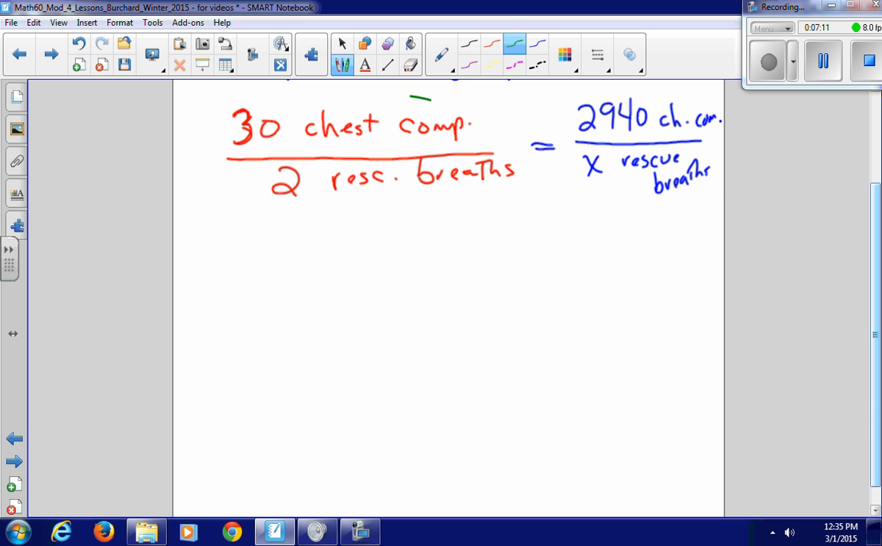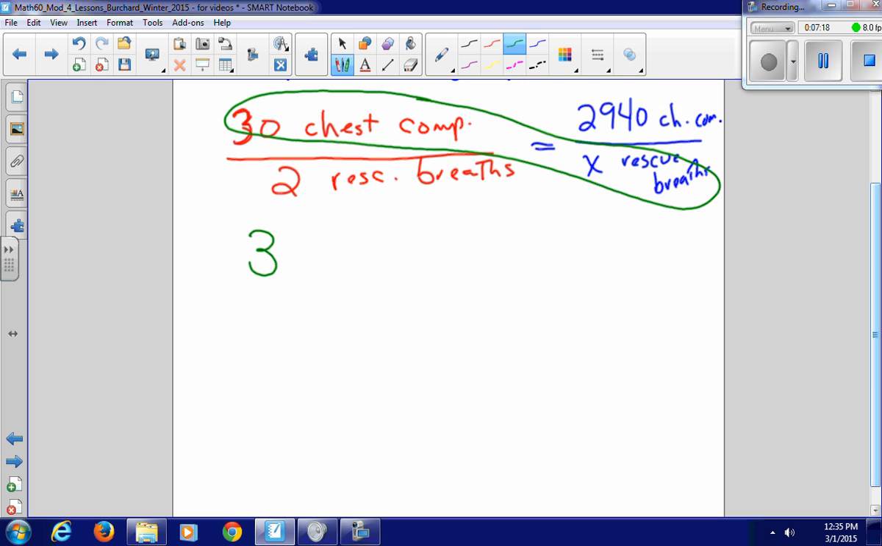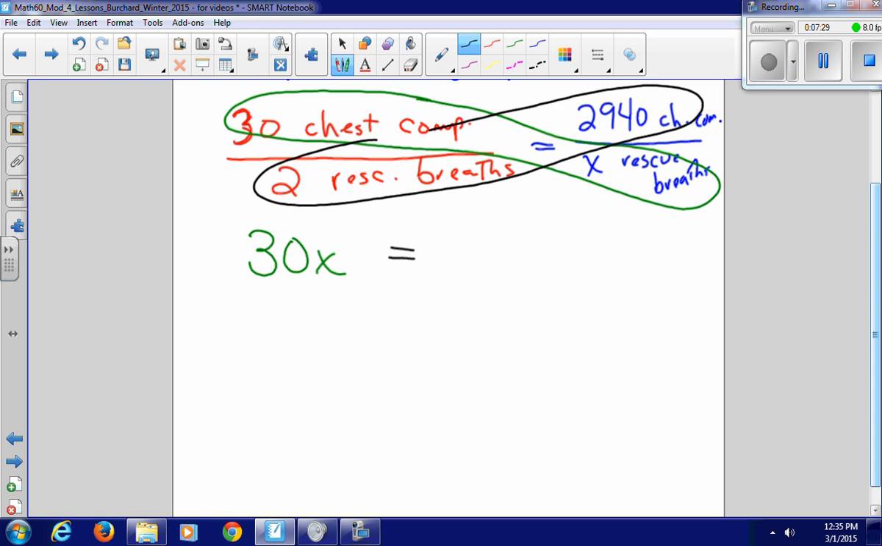I'm going to do 30 chest compressions down. Remember, we're doing cross multiplying. So that's 30 times X equals, and then I'm going to take this one, 2 times 2,940. So I'm just making an equation here to solve for X, which is the number of rescue breaths which we want.